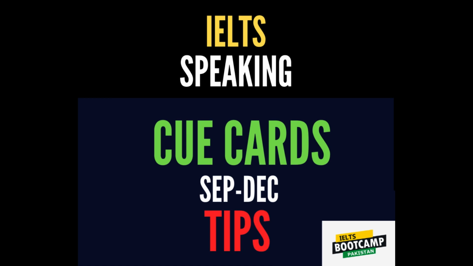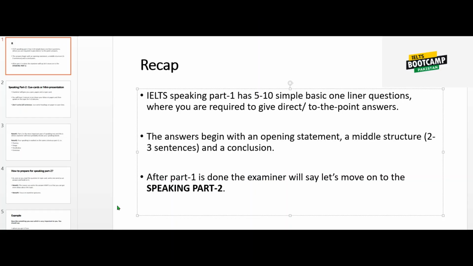Learn tips and tricks to score 8 bands in IELTS Speaking Part 2. If you remember, in IELTS Speaking Part 1, you have to answer 5 to 10 simple, basic, one-liner questions where you are required to give direct, to-the-point answers. The answers begin with an opening statement, a middle structure of 2 to 3 sentences, and a conclusion.